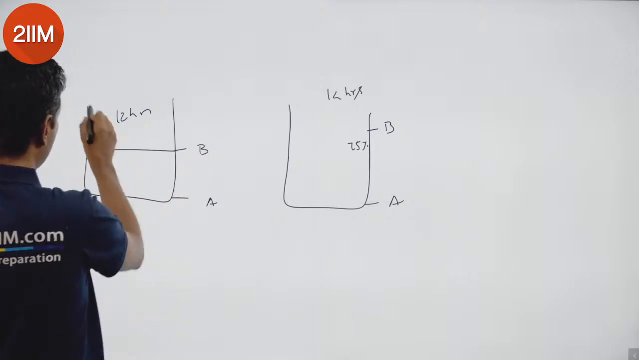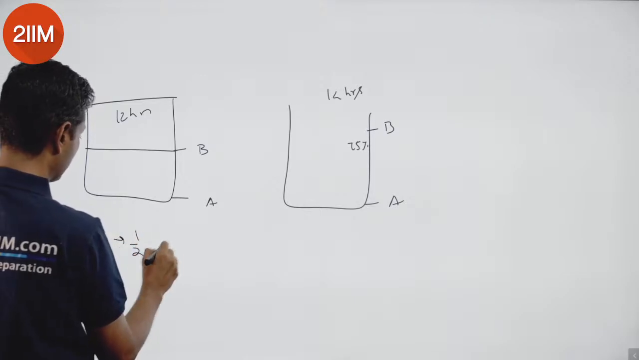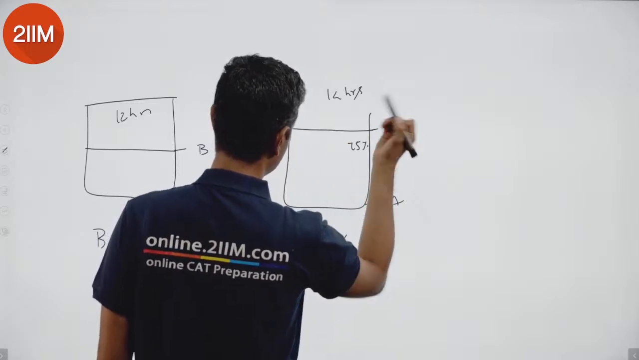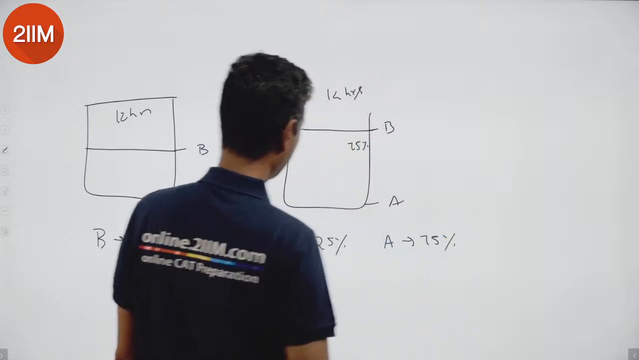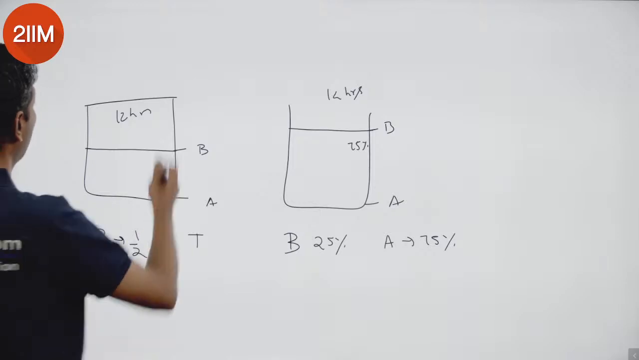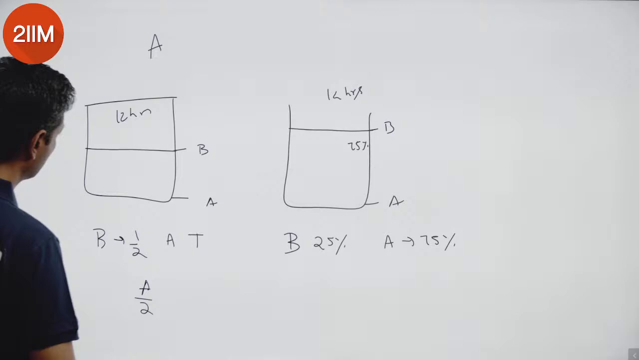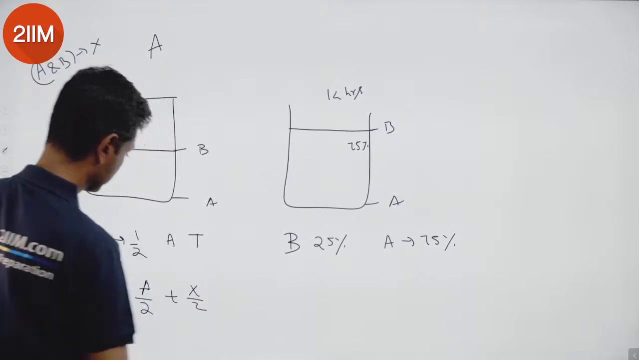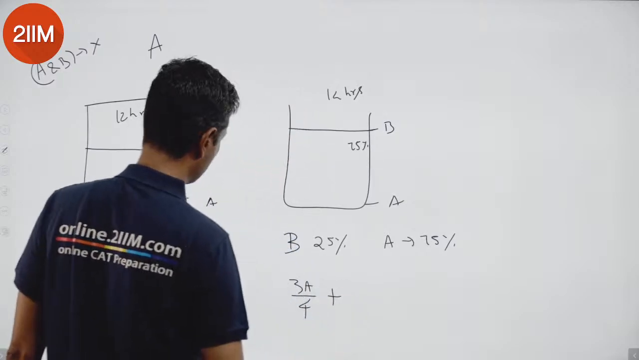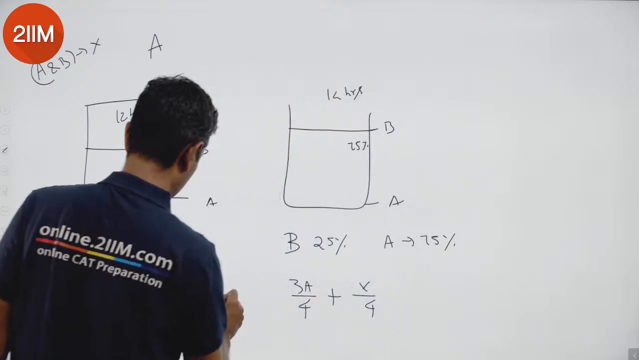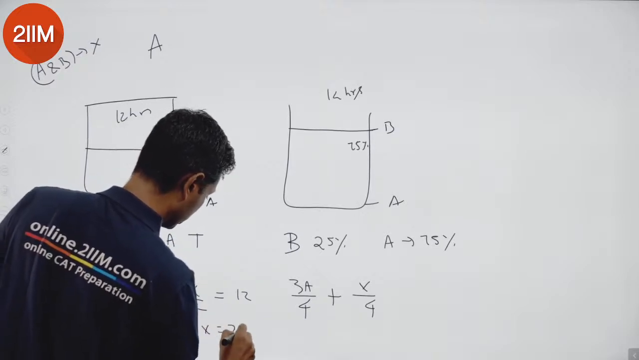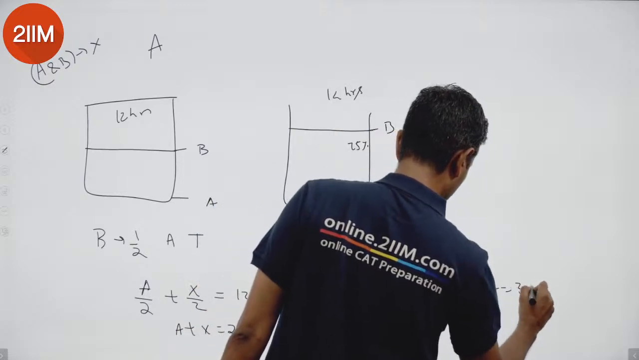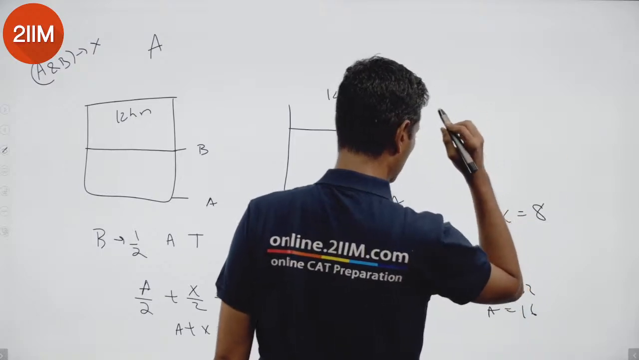For half the tank, both A and B are operating. So B operates for half the tank, A operates for the full tank, full duration. Here B operates for 25% of the tank, only till here, and then A operates for 75%. If A alone takes a hours, so second half will take a by 2, and A and B together take x hours. The first half will take x by 2. Here it is 3a by 4 plus x by 4. a by 2 plus x by 2 is 12, or a plus x is 24. 3a plus x is 56. Subtract one from the other. 2a is 32, a is 16, x is 8. A and B together drain in 8 hours.